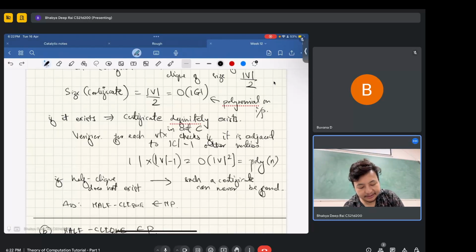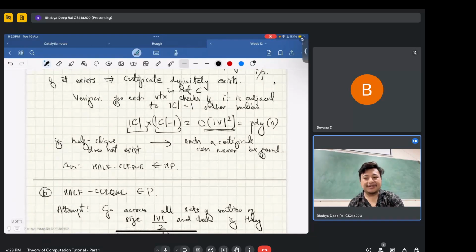For each vertex in C, I need to check across the other remaining C minus 1 vertices, right? So it's C times C minus 1, and each of these checks is at most size of V, so it is order V square, which is still polynomial in the input size, because the input is the size of the graph, which is like n square or something, if given as an adjacency matrix. So we can easily give you a certificate and you can easily verify it. So half clique is in NP.